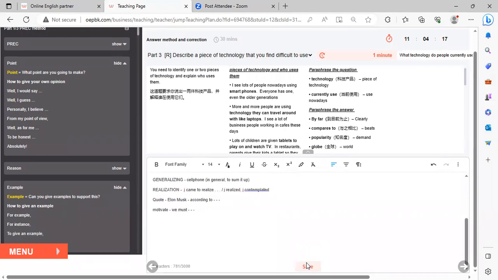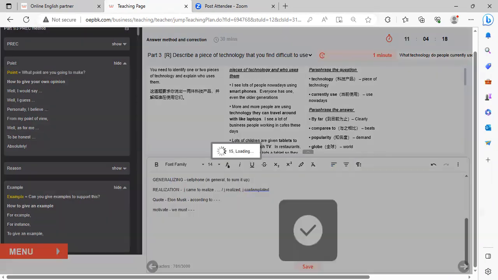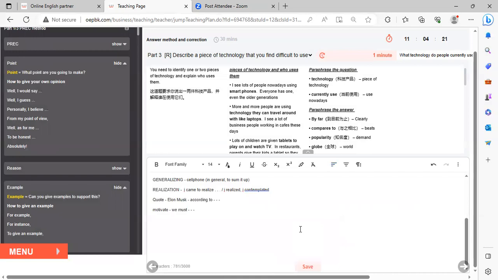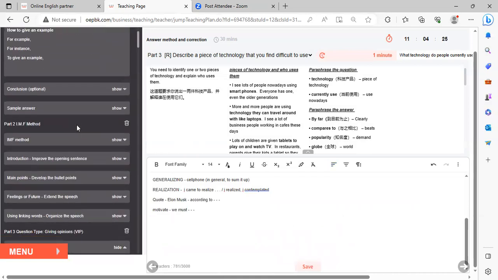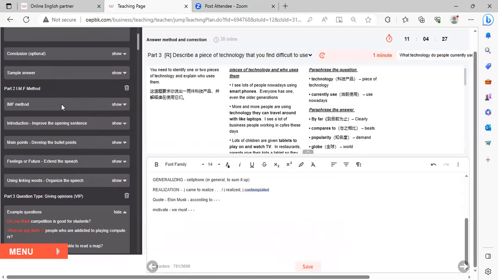So again, do not forget to save. And you can see that there is a check sign. It means it is saved. As a teacher, do not forget to save every time. Okay. Now moving on to part two.